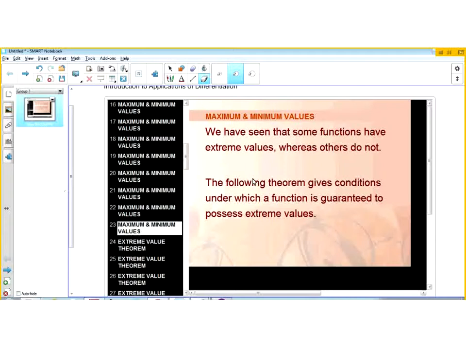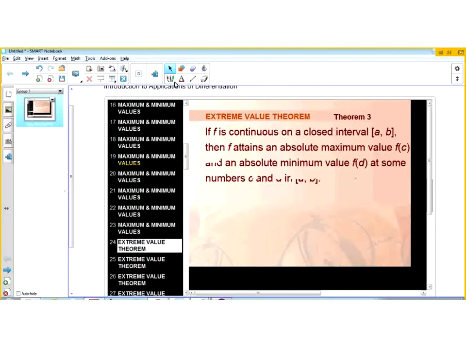Now we have a theorem which attempts to classify these extreme points. We have what's called the extreme value theorem, and this is a very important theorem. I will often refer to it as EVT, because at times we'll use the extreme value theorem in conjunction with the intermediate value theorem, which I call IVT. So EVT and IVT. It goes like this.